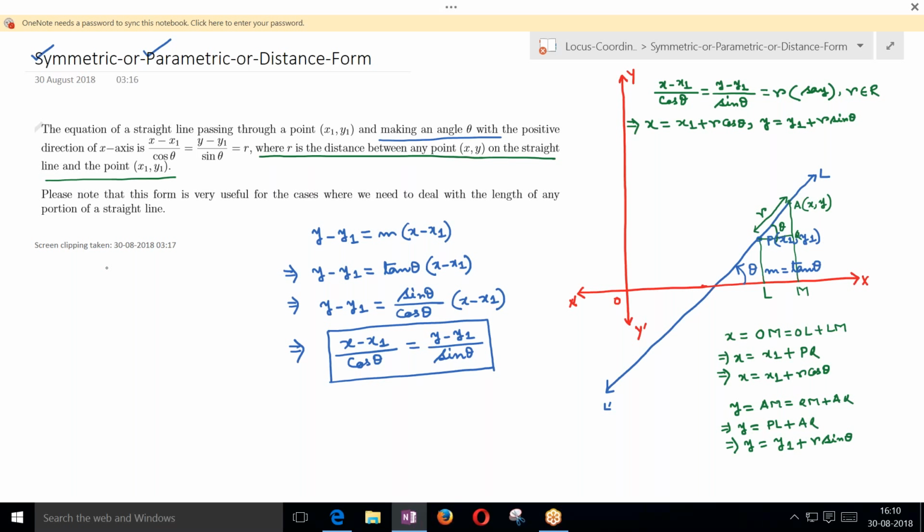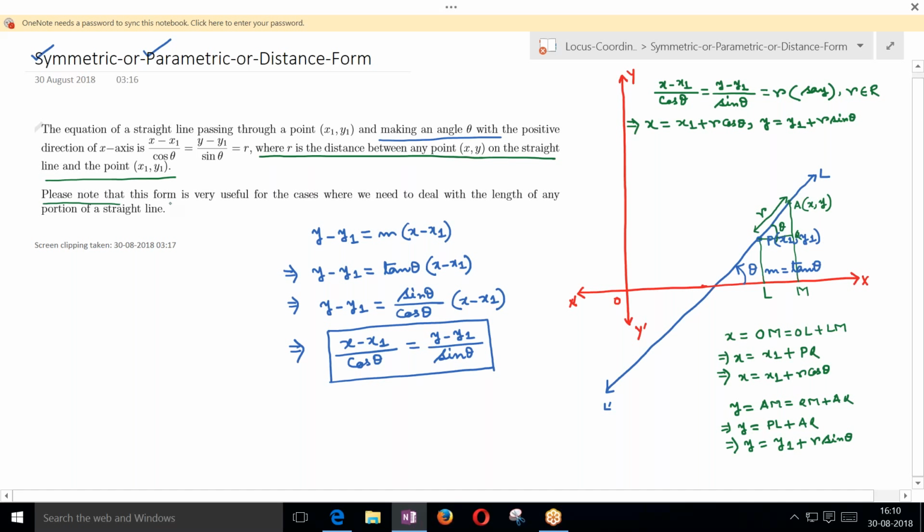That means you take any point, and if you know the distance of that point from the fixed point P, you can find the coordinates of that point. And that is why it is so important. That's why I have written it here. Please note that this form is very useful for the cases where we need to deal with the length of any portions of a straight line, because this is the distance r.